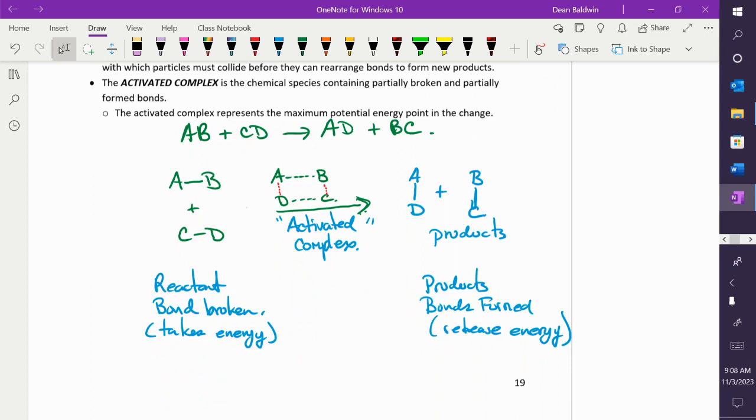When you break bonds, does it take energy or release energy? It takes energy to break a bond. When you form a bond, it releases energy. Okay.